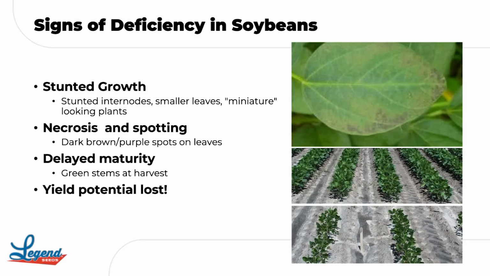There's the corn. So, signs of deficiency in the soybeans, again, some of the similar things. That stunted growth, shorter internodes, smaller leaves, just a miniature looking plant out there, as you see in the photos to the right. The necrosis and spotting, that dark brown interveinal discoloration in the leaf, are some key indicators that we're having some issues out in that field. Again, some delayed maturities. That plant's going to be behind, so come harvest time, we could see some green stems when we come to harvest.